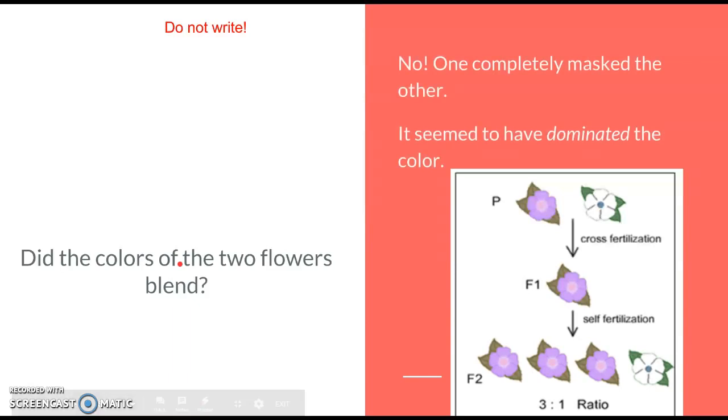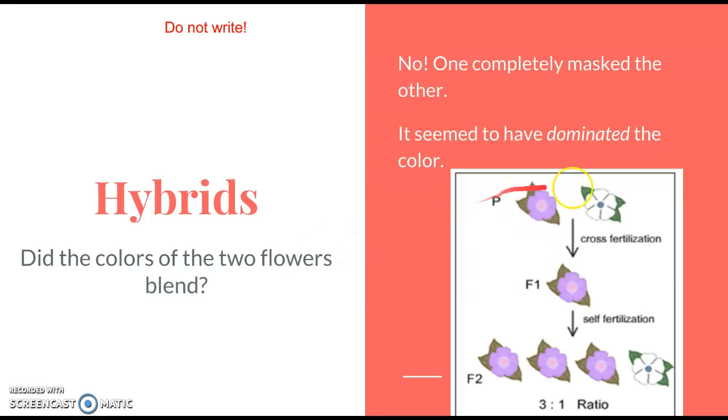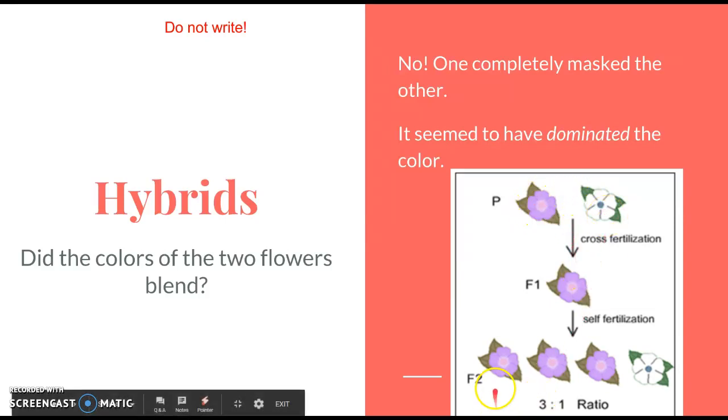Okay, so don't write this down. I just wanted to see, did the colors of the two flowers blend? And no, they did not. In this picture we have a purple crossed with a white, and we end up with a purple. And we want to know why. Why didn't they just blend? Why did the purple one seem to have overpowered the white one?